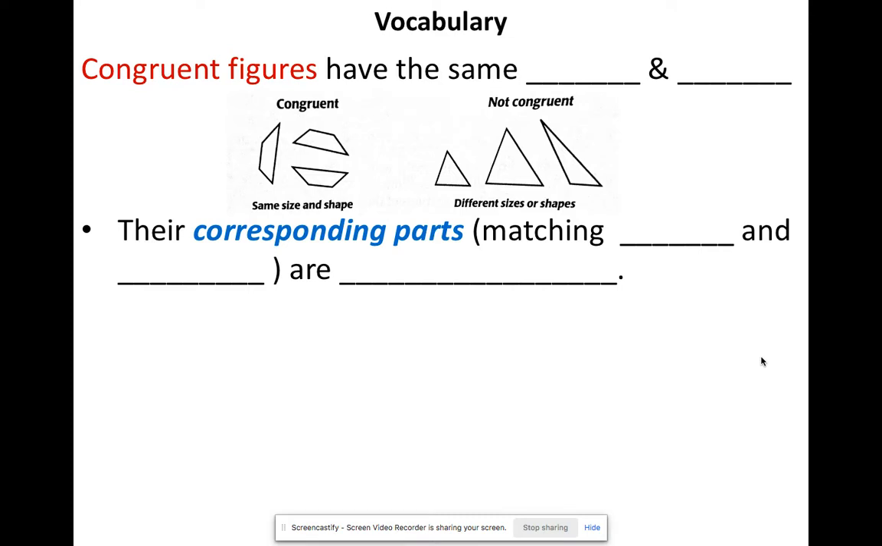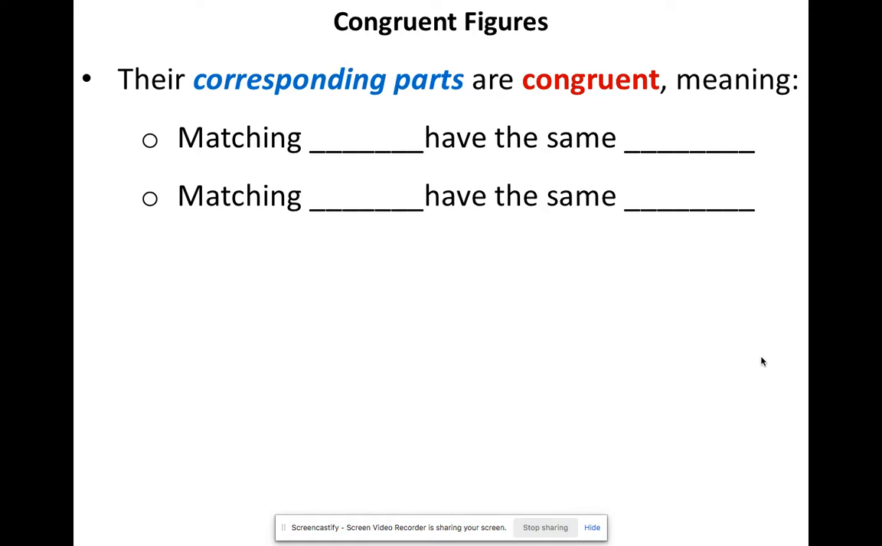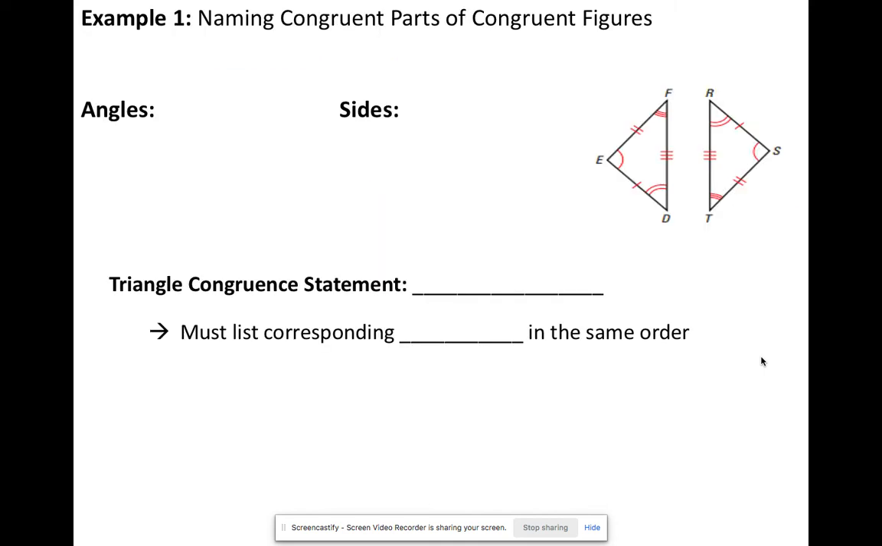So congruent figures have the same shape and size. Sorry, I said it the opposite way, but same size and shape. Their corresponding parts, matching their sides and their angles, are congruent. If they do not have the same size and shape, they are not congruent figures. So their corresponding parts are congruent, meaning matching sides have the same length and matching angles have the same angle or degree measure. Let's look at an example here.